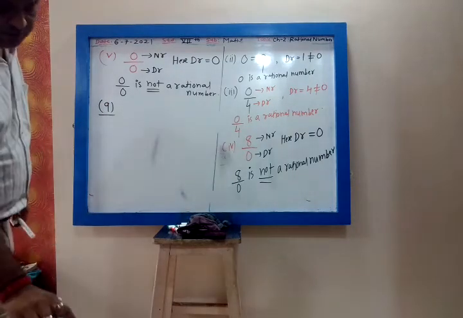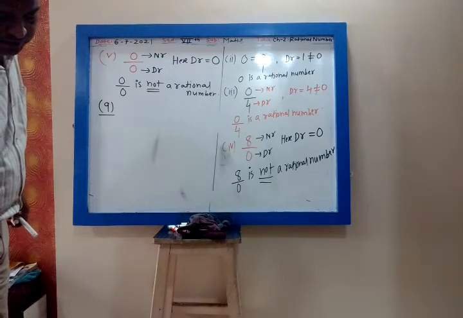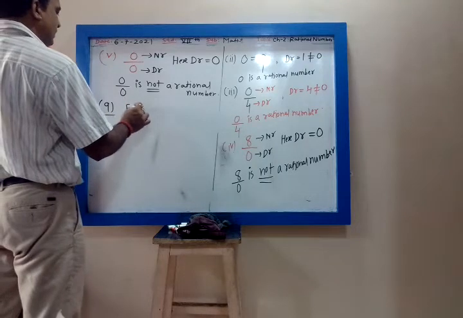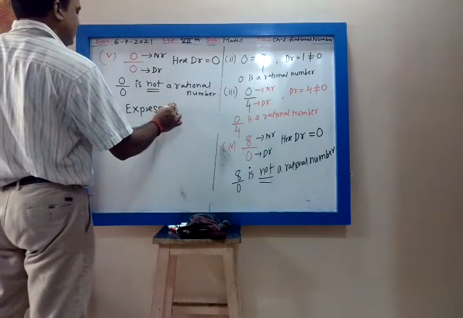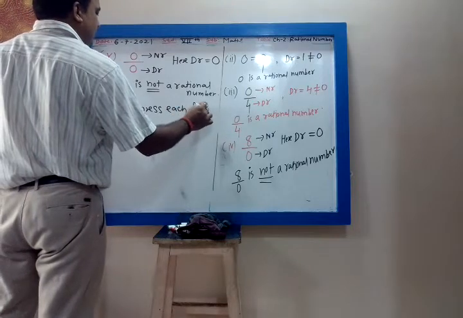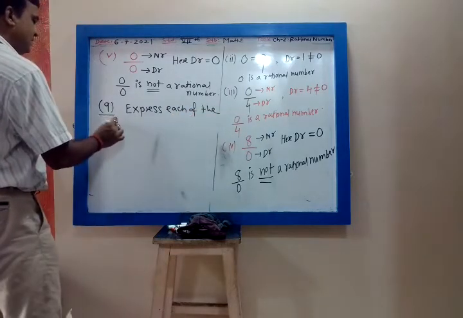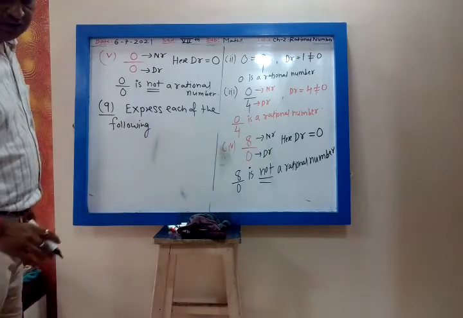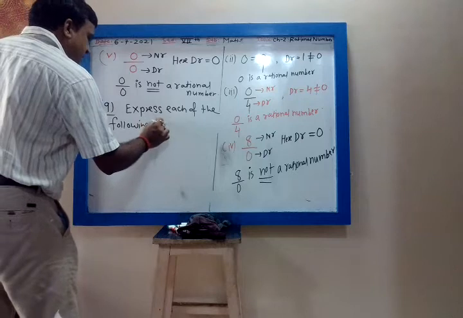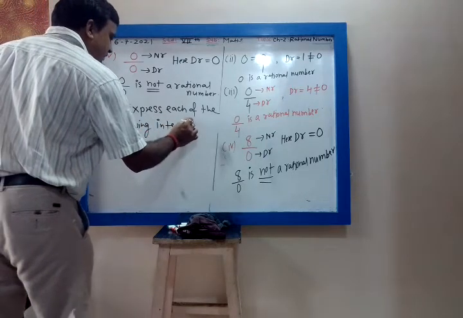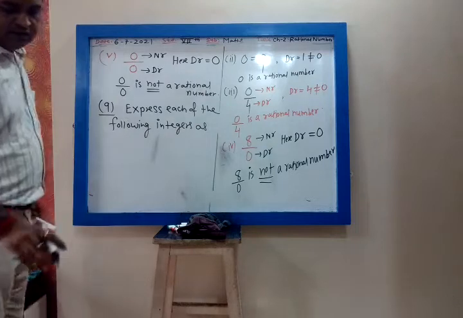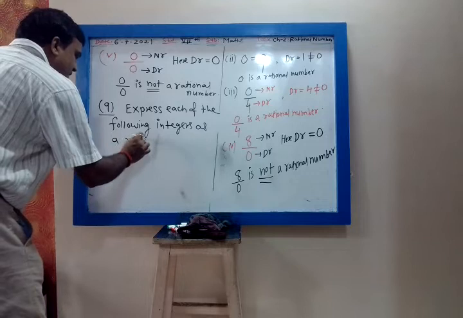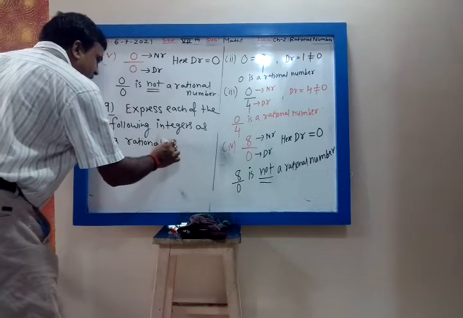Express each of the following integers as a rational number with denominator 7.